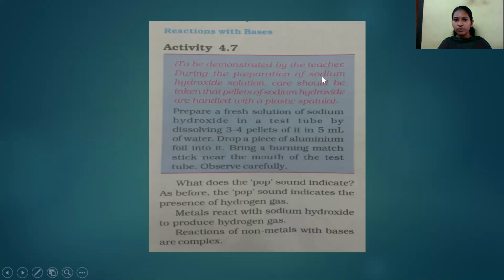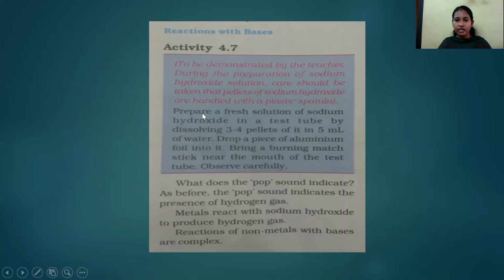To be demonstrated by the teacher. During the preparation of sodium hydroxide solution, care should be taken that pellets of sodium hydroxide are handled with a plastic spatula. Sodium hydroxide is very reactive, so don't touch it with our hand. We can use a plastic spatula. Plastic spatula means plastic spoon.